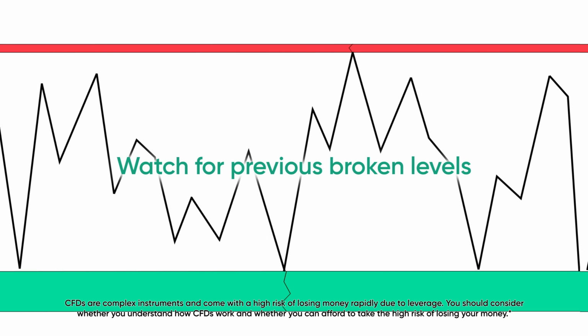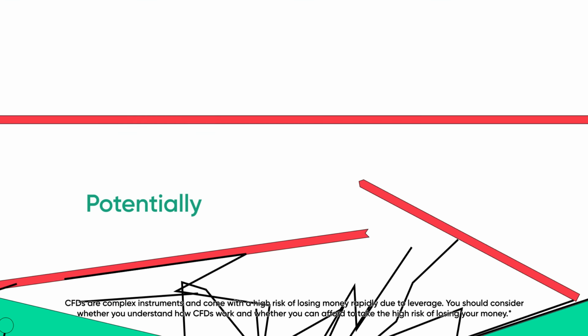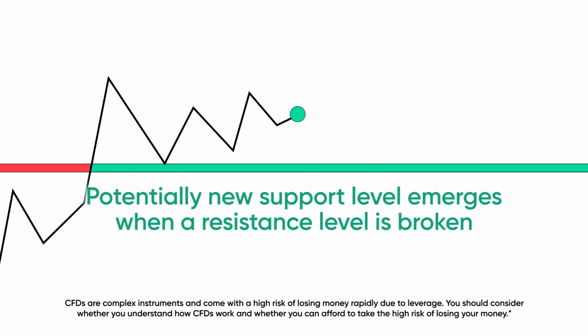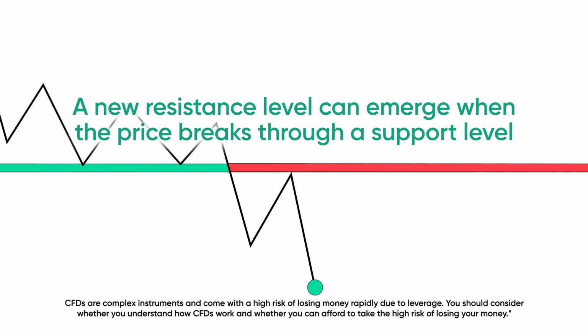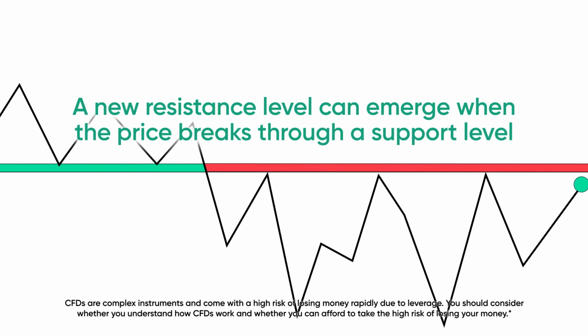It's also worth keeping an eye on previously broken levels. A broken resistance level can sometimes act as support for subsequent price movements. Similarly, if the price breaks through support, that level can later become resistance.